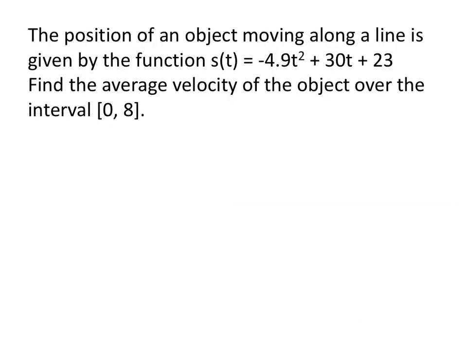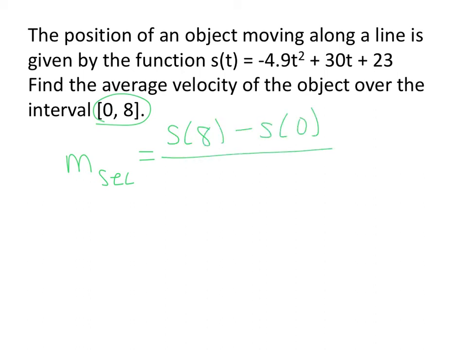Okay. So again, just to practice our calculations, we can do it with any type of curve. If I want to find the average velocity, or the slope of the secant line of an object, I have to look at that interval. So my interval is 0 to 8. So I'm getting the slope of my secant line. The secant tells me average velocity, and that's going to be the function at 8 minus the function at 0, all over my change in time, which is 8 minus 0.